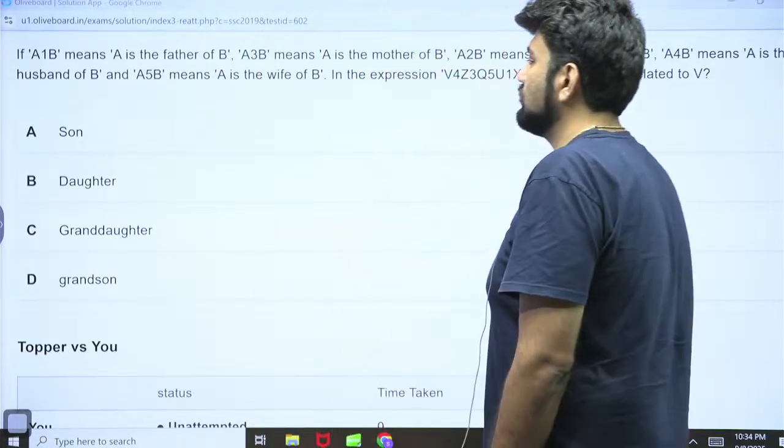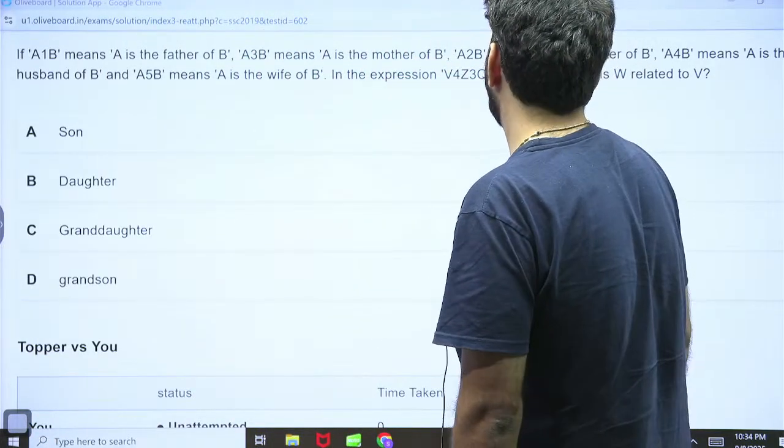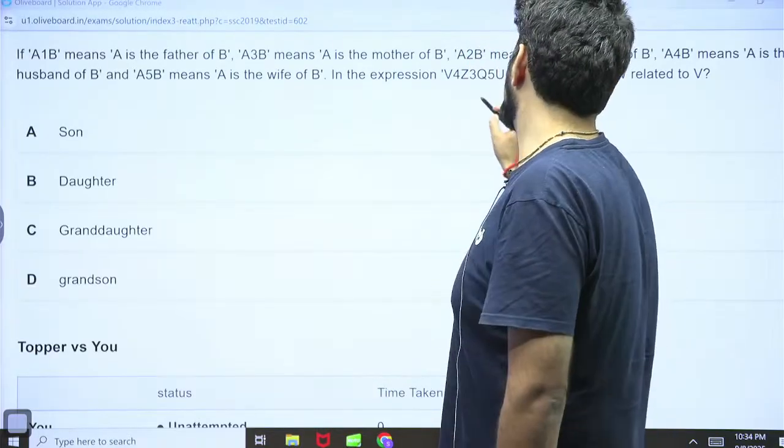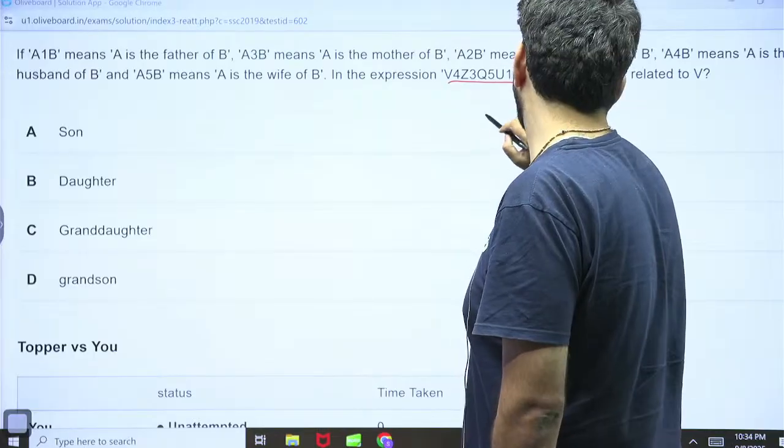A1B means A is the father of B, A3B means A is the mother of B, A2B means A is the sister of B, A4B means A is the husband of B, and this means A is the wife of B. In this expression, how is W related to V? So we'll plot only this much, okay?